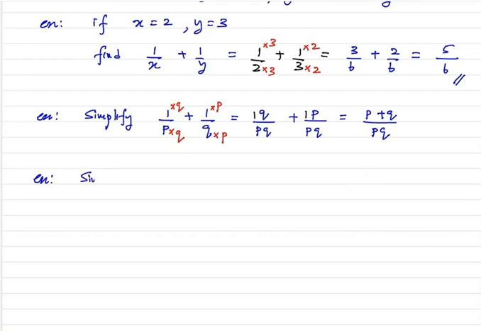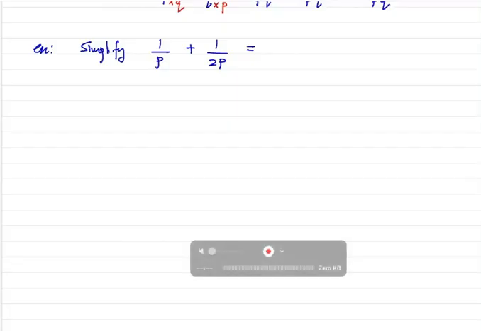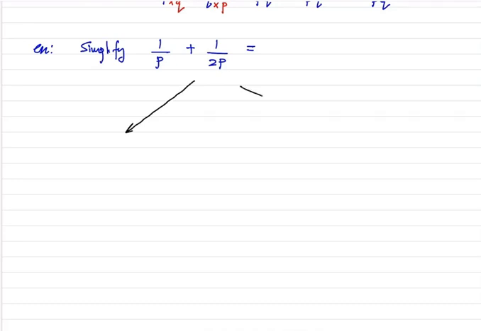Example, simplify this: 1 divided by P plus 1 divided by 2P. Okay, let's do it. I'm going to discuss this question in two different ways, so you have to pay attention in both. This is your method. This is my method. Okay, so your method is this.